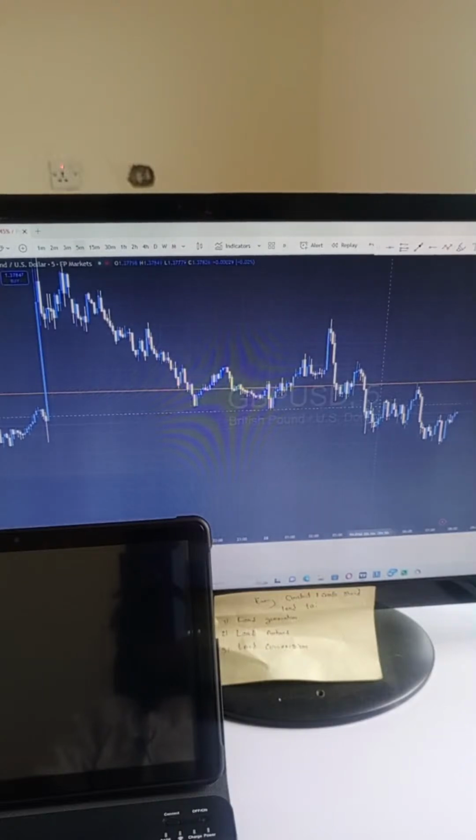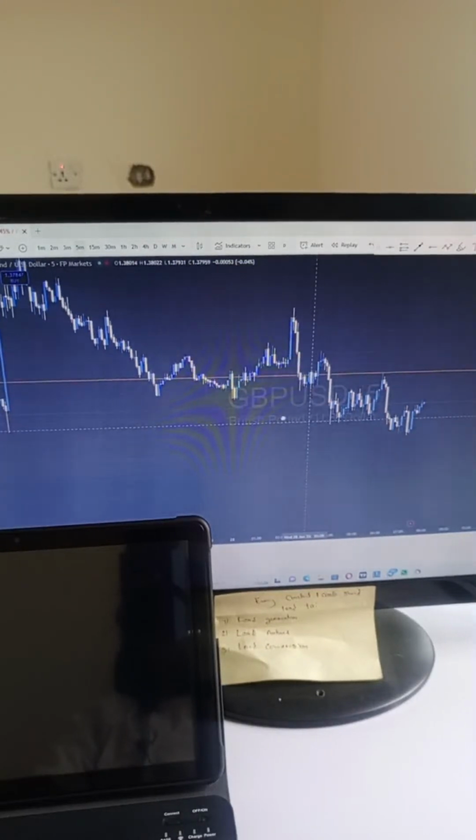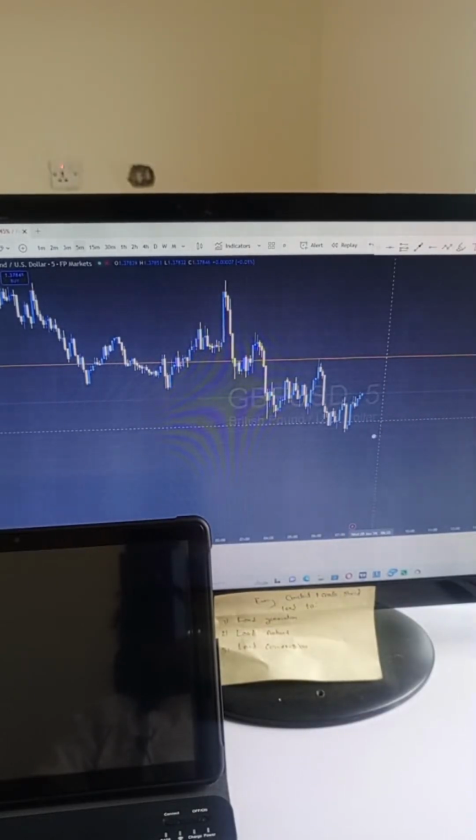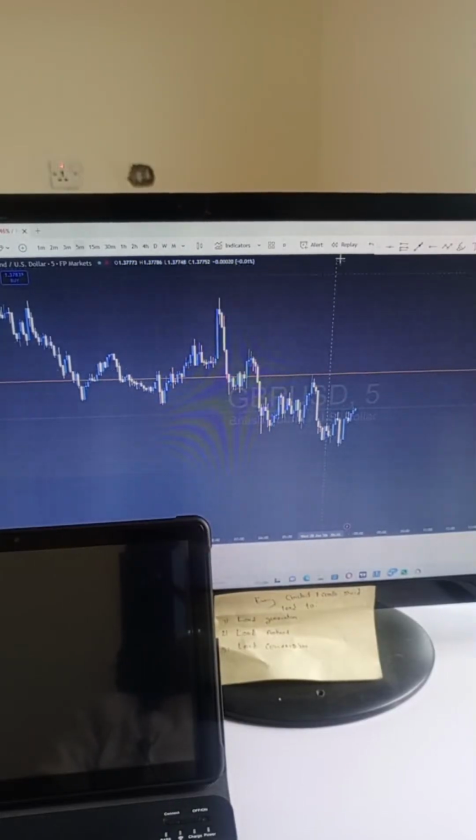Right now we just need to be patient and see if we can scale in. For those who are in my free community, they're already in this trade. So we are now waiting for another opportunity to get a second entry.